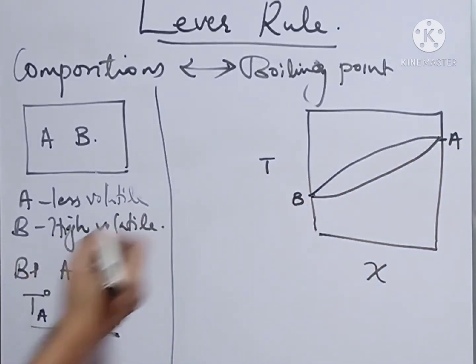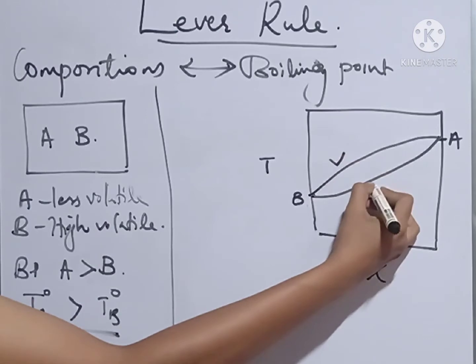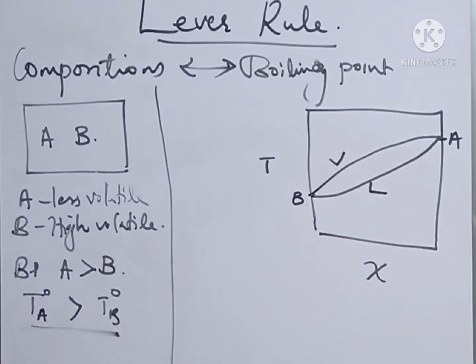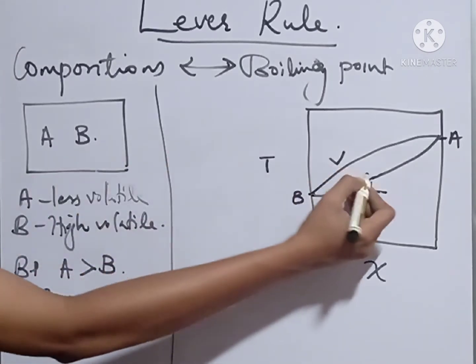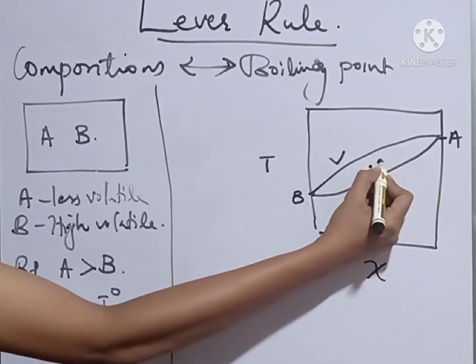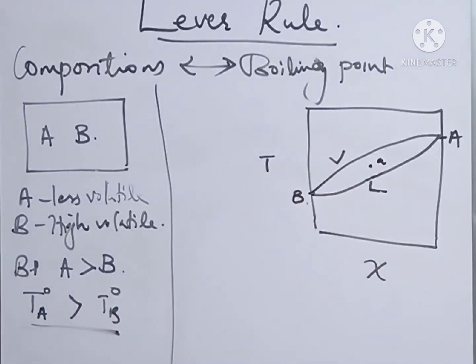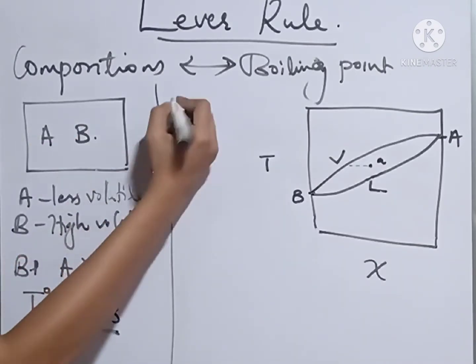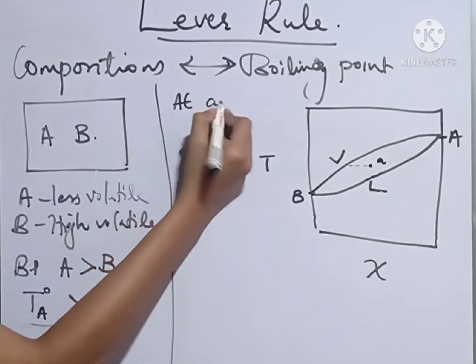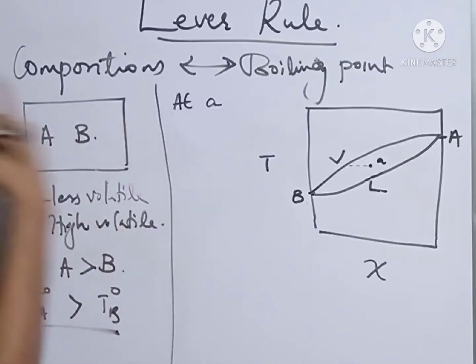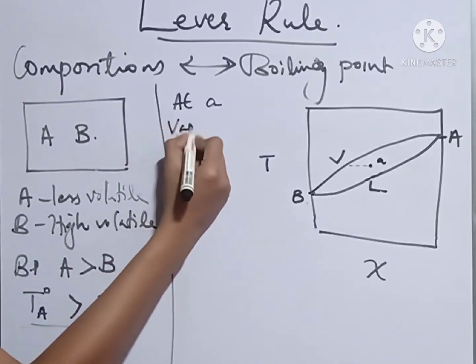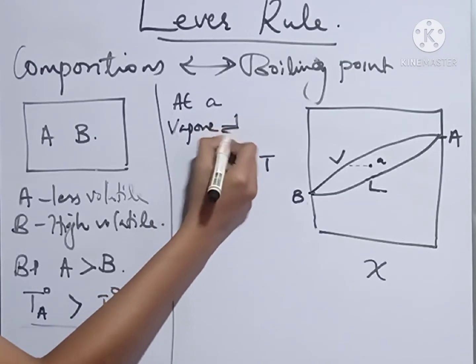So this will be the liquid composition, vapor composition curve of type 1 liquids. Then I'm going to consider a point A in the two-phase region, that is, the liquid-vapor phase region. And here you have to consider that at A, there is an equilibrium between vapor and liquid.